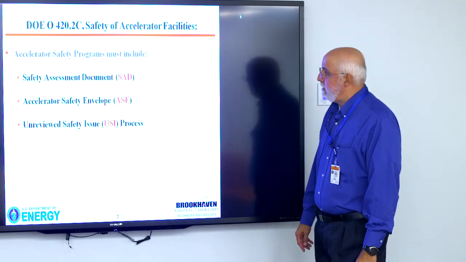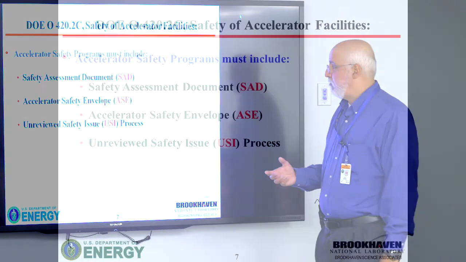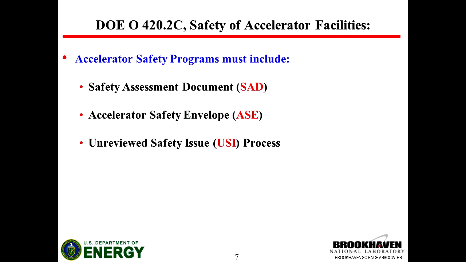In the order, it tells us that accelerator safety programs must have these documents: the safety assessment documents, which we call the SAD, the accelerator safety envelope, which we call the ACE, and our USI process. And we do have these in place.